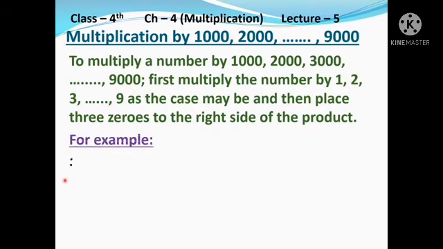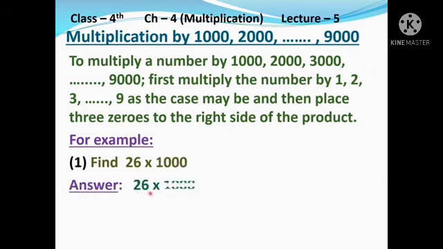For example, question 1. Find 26 multiply 1000. First multiply 26 by 1 and then place 3 zeros to the right side of the product. So write down equal to 26,000. Thus 26 multiply 1000 equal to 26,000. Clear?